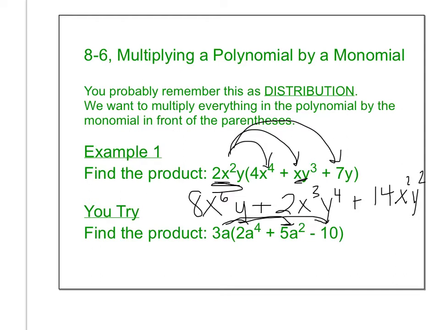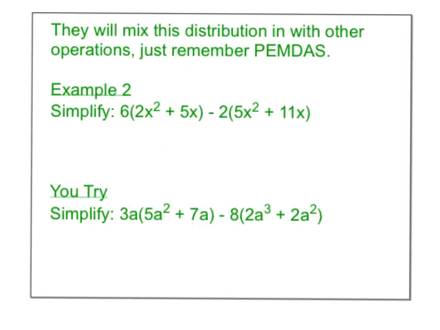Okay, so we're going to go 3 times 2 is 6. A's, we have 1, and then 4 more makes 5. Next you've got 3 times 5, which is 15. A times a squared is a to the 3rd, and you're done with that term. Then 3 times negative 10 is negative 30. We tack on that a.